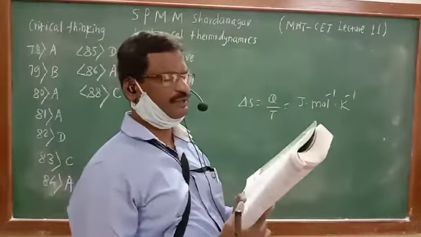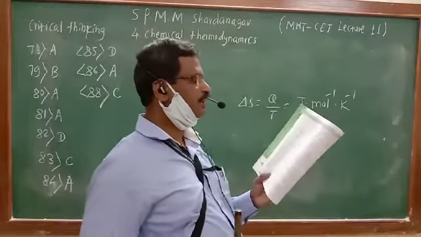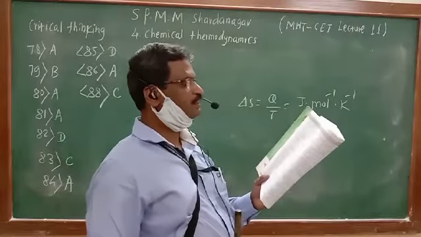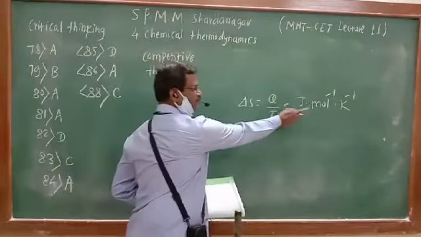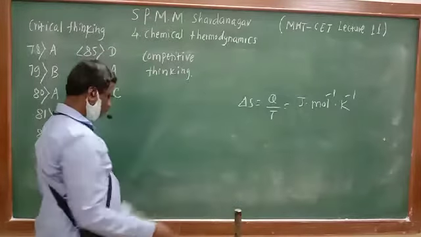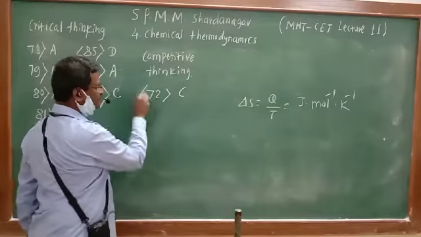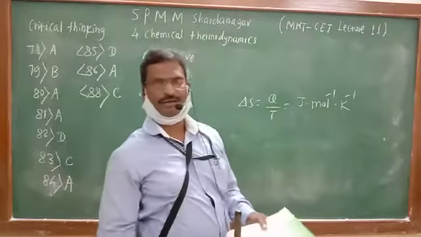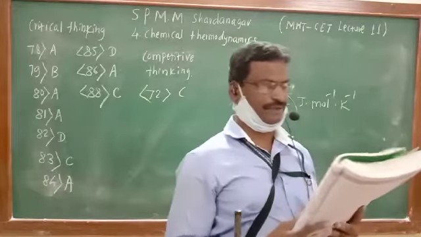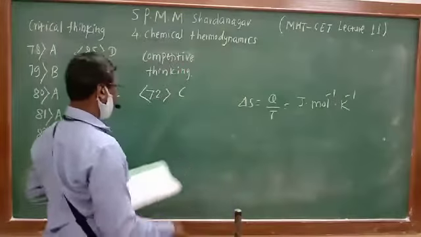Now see which one is correct. Option A is joule per mole, B joule Kelvin per mole, C joule per mole per Kelvin. So option C is this one. For question number 72, option C is right. That is this one, joule per degree per mole per degree Kelvin.